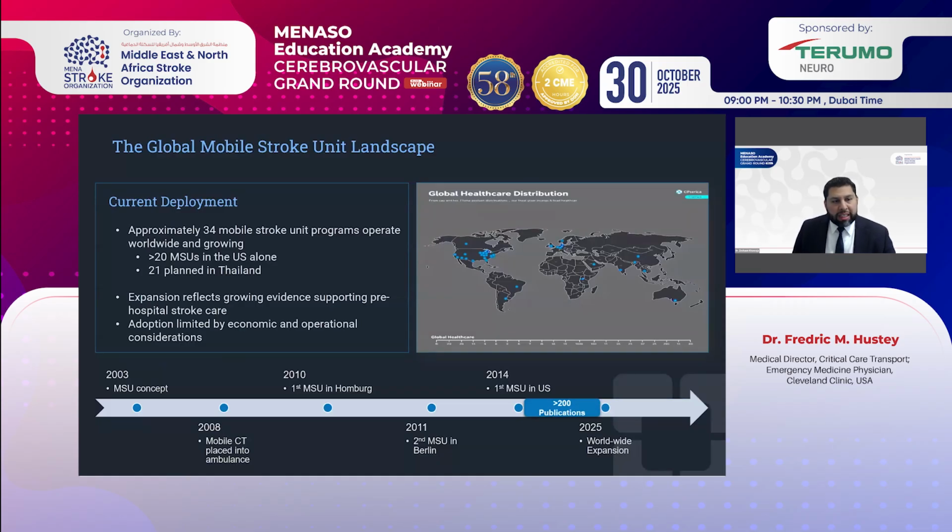But the one thing that you'll see is that adoption is limited mostly by some of the economic and operational considerations. Mobile stroke units are not cheap, they're expensive. And so how do we know if it's going to benefit our community? And then below, you'll see how far we've come over the years with the first MSU concept in the early 2000s, and as Dr. Hussain mentioned, in 2010, 2011, seeing some of our first MSUs, and then in 2014, our first MSU in the US. Following that, lots of publications, and then rapid expansion since.